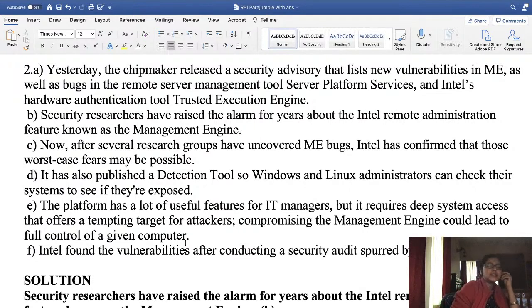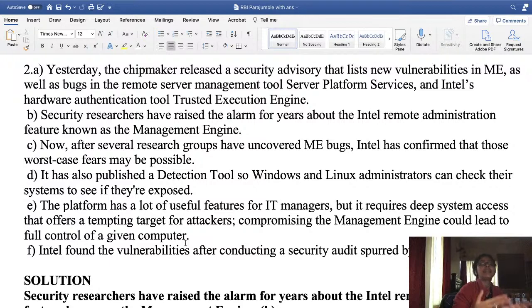A is the place where Intel is telling the world that look, our software management engine has a problem. Here is the list of issues that can happen. Yesterday, the chip maker, which is the company Intel, released a security advisory, a notice telling people that ME has new problems. It has bugs in the remote server management tool, platform services and Intel's hardware authentication tool trusted execution engine. Intel is telling everyone our system has a problem. That is exactly what A is talking about.